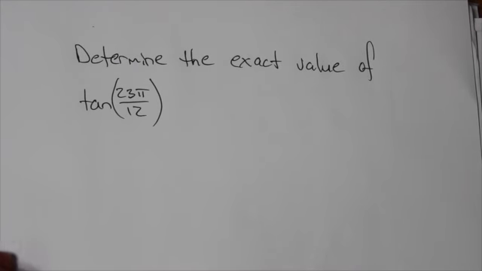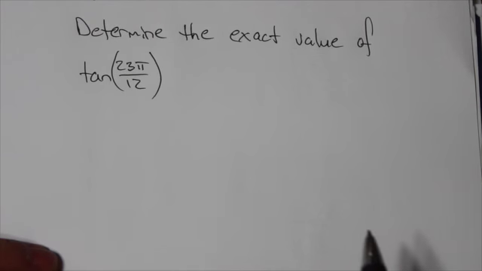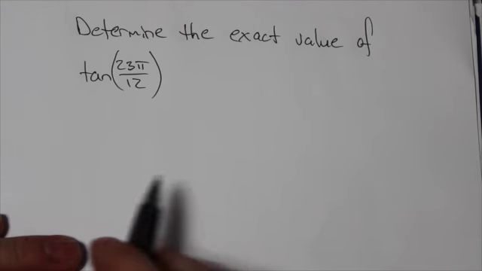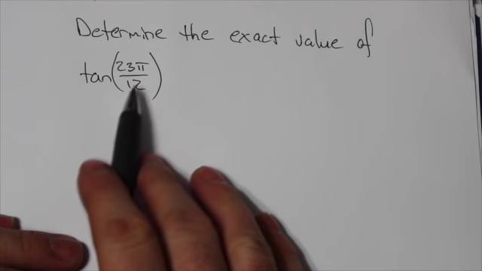Hi everyone. Okay, we're going to walk through this one right here, and this one in particular because this one is a bit of a beast. I'll be honest with you right away here. So let's just jump right into it. We're going to determine the exact value of the tangent of 23 pi over 12.